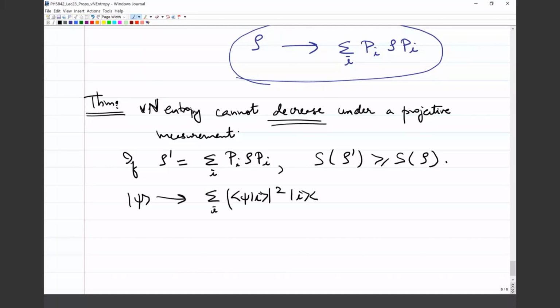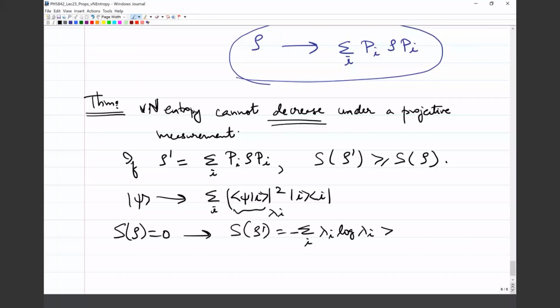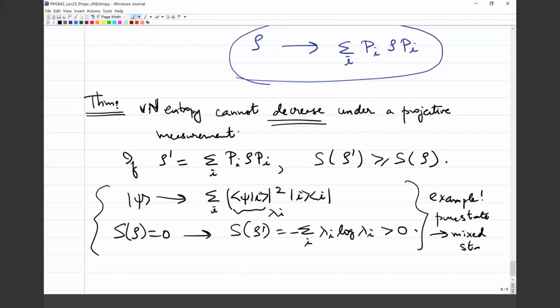So you have gone from a scenario where your initial entropy was 0 to a scenario where your final entropy S of rho prime is now clearly non-zero. It is the negative of whatever this is. If I call these some lambda_i, then it is minus the sum of lambda_i log lambda_i, which is clearly greater than 0. So this is an extreme case, where I start with a pure state, which has clearly gone to a mixed state after measurement. And so this is a sense in which measurement destroys coherence, right?